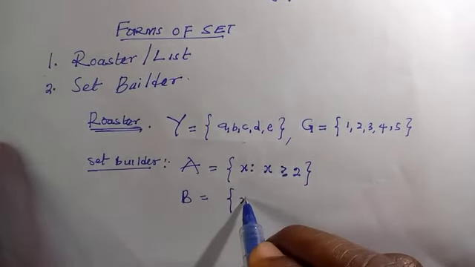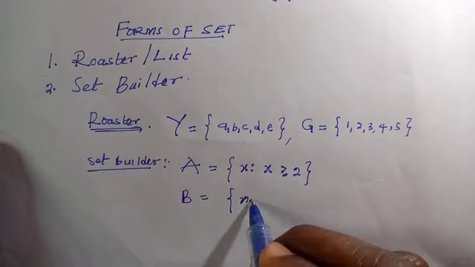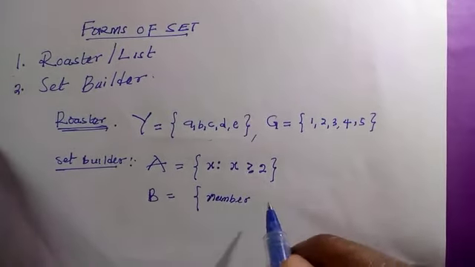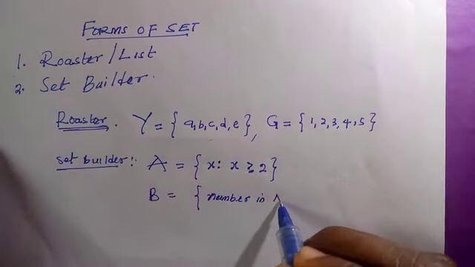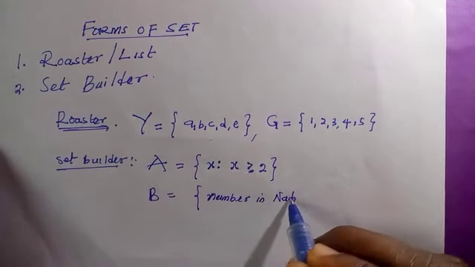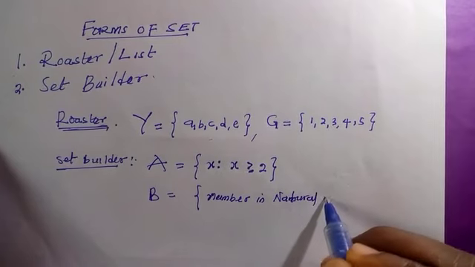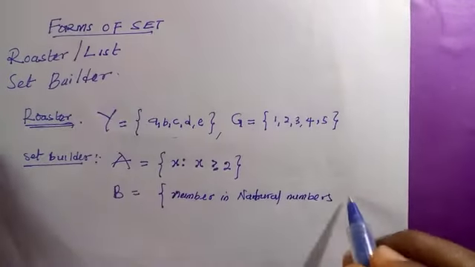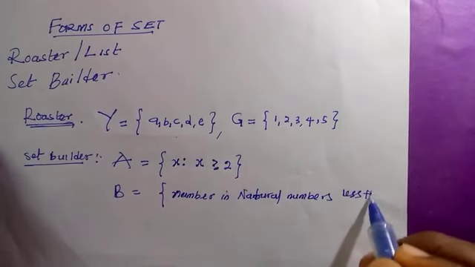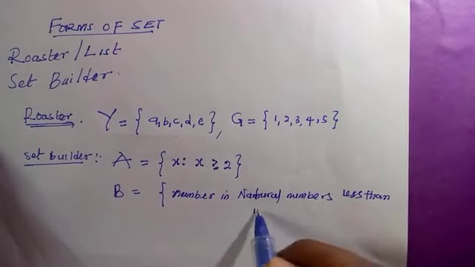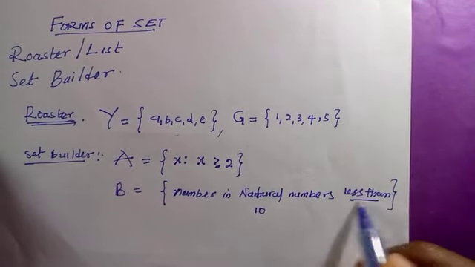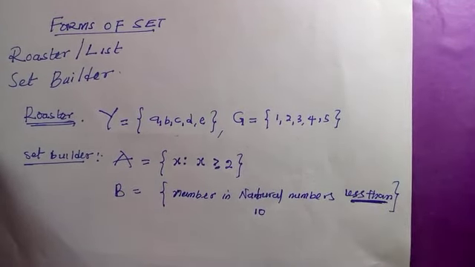Let's say we are given set B, and we are given numbers. And what are those numbers? Let's say the numbers in the natural numbers: we have a number in the natural numbers that is less than 10. A number in natural numbers less than 10. Okay, so this one is also a set builder. It is in a statement form, but you are going to build out the set. And what are the elements of the set?